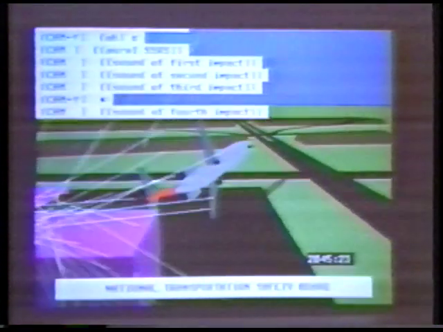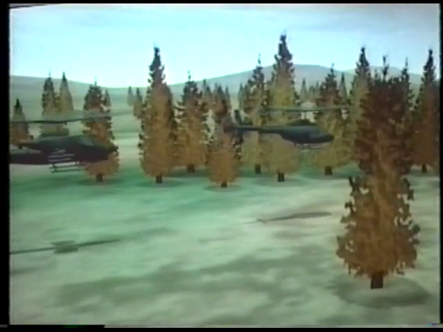I got a crash on the airport. Airport's closed.